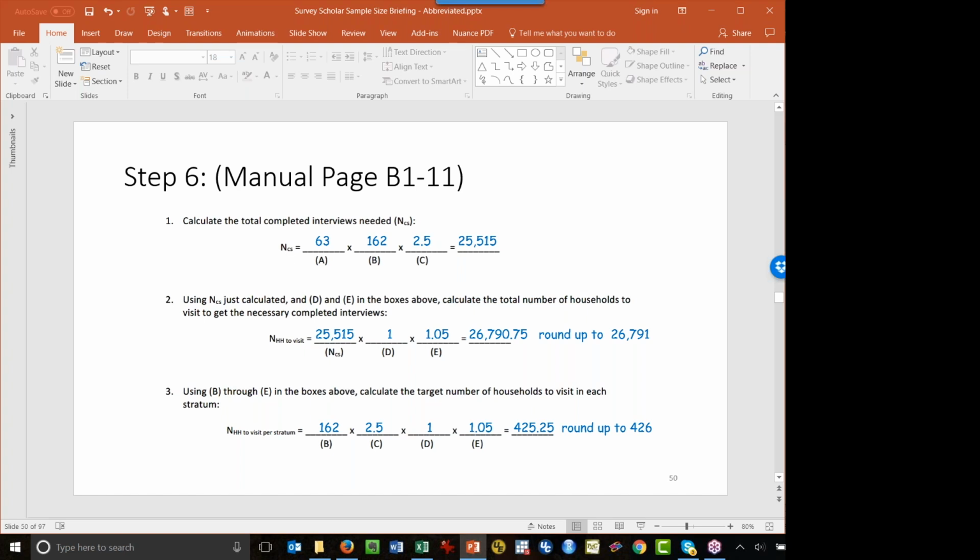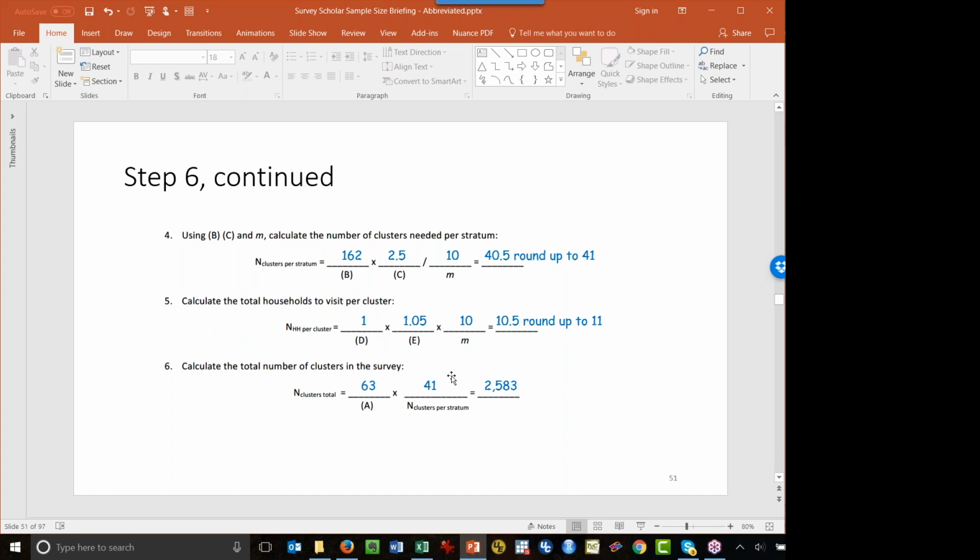Okay, and then 3 more equations at the bottom part of the worksheet. How many clusters would we have per stratum? It would be B times C over M, 41. How many households will we need to visit in each cluster? Well, we want 10 completed responses, and we think in about 5%, no one will be home. So we round it up from 10.5 to 11. So we would visit maybe 11 households in each cluster.